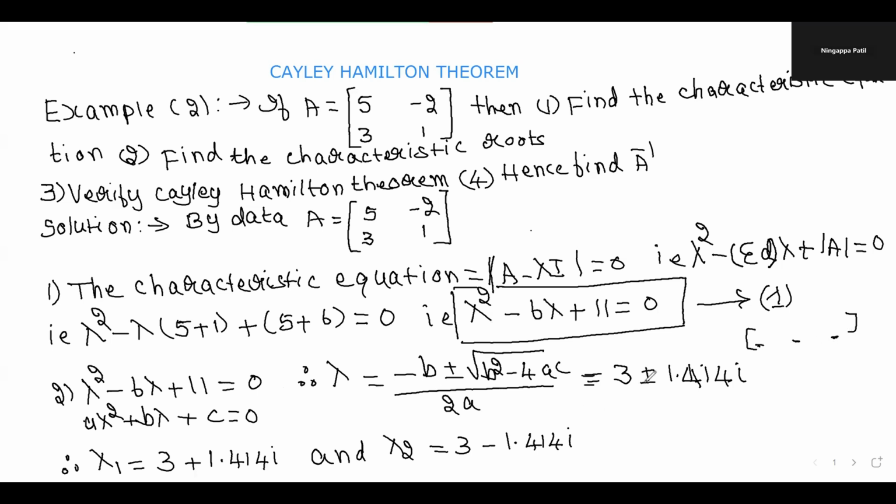You are getting 3 plus or minus 1.414i. Therefore, lambda 1 equal to 3 plus 1.414i, lambda 2 equal to 3 minus 1.414i. These are the two values of lambda, meaning the characteristic roots there. Okay.